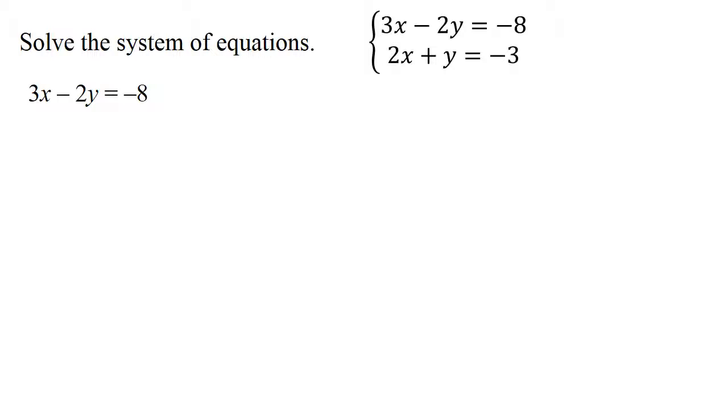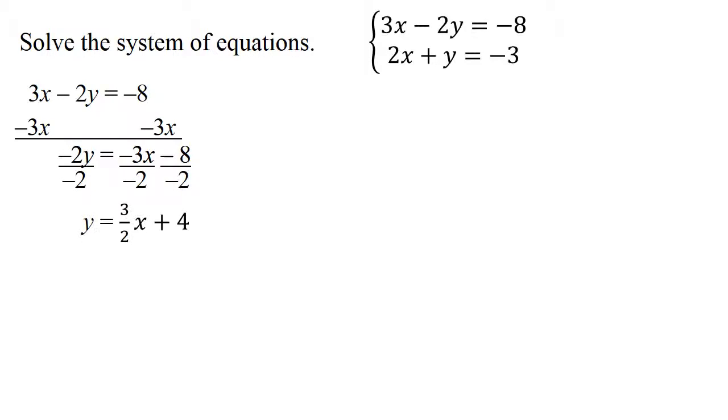So I'm going to take this first equation, 3x minus 2y equals -8, and put it in that slope-intercept form. So subtract the 3x from both sides. And then I want to get rid of the -2 on the y, so I'm going to divide everybody by that coefficient of -2. And that gives me y equals positive 3/2 x plus 4.